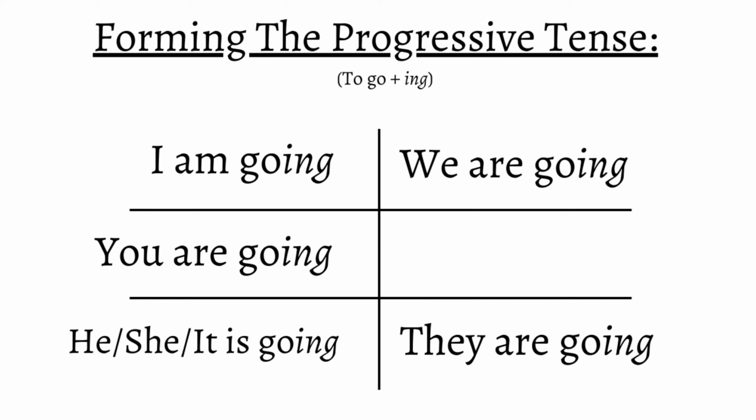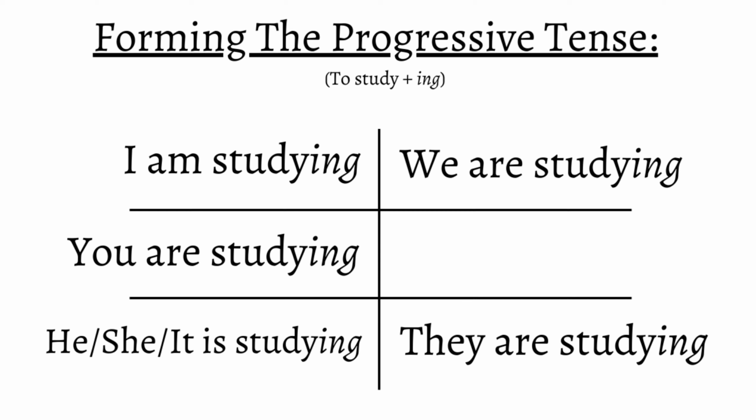Now the verb to go. I am going. You are going. He, she, it is going. We are going, and they are going. Now the verb to study. I am studying. You are studying. He, she, it is studying. We are studying, and they are studying.